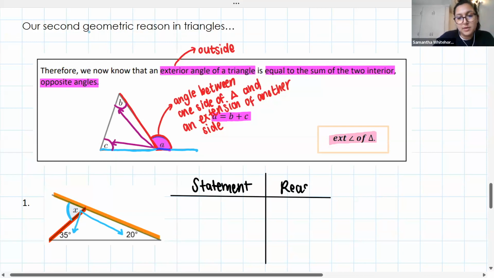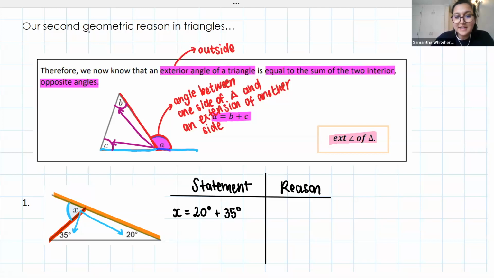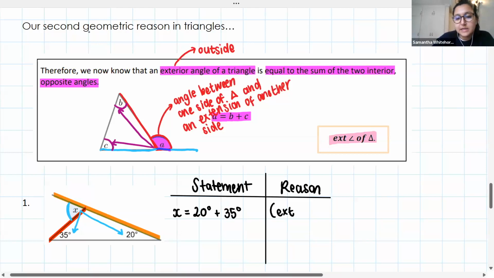And again, guys, remember, always give your reasons. So our statement is the fact that X is equal to 20 plus 35. The exterior angle is equal to the sum of the two opposite interior angles. And my reason here is exterior angle of a triangle.